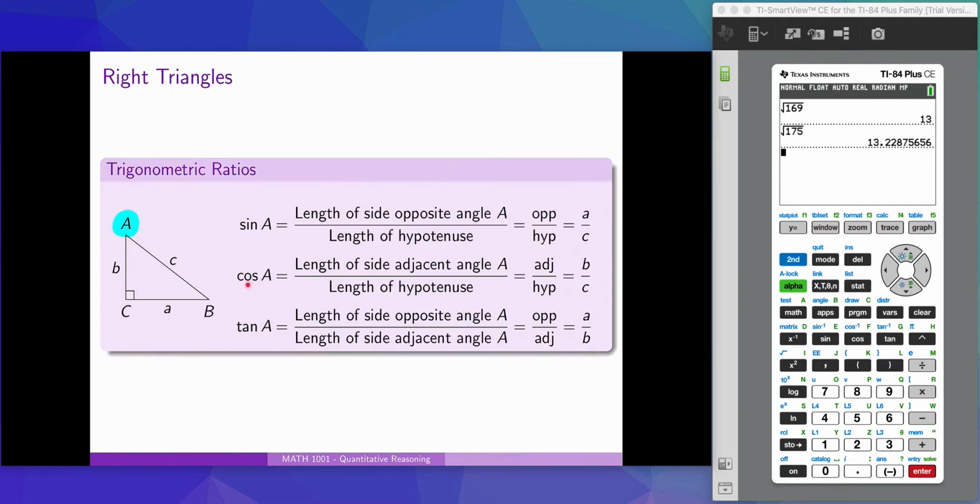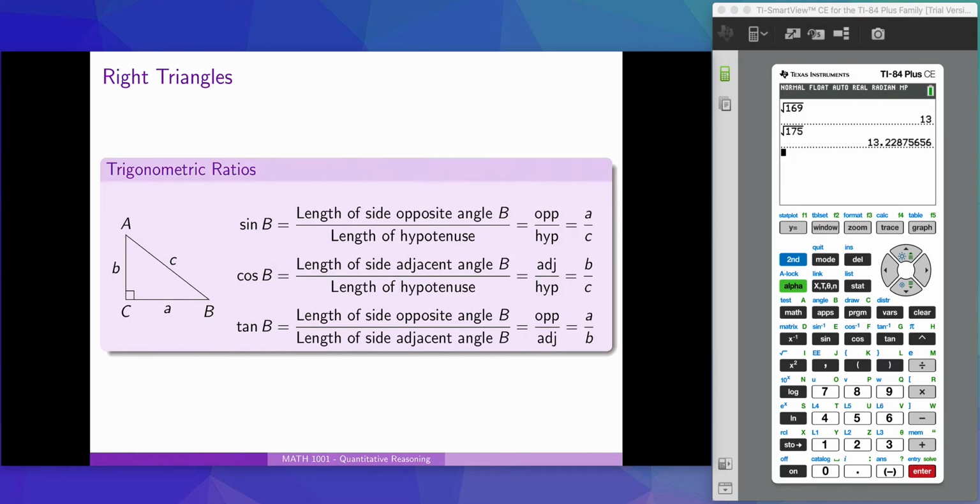The cosine is another special ratio. The cosine is always going to be the length of the side that is adjacent to the angle we're talking about divided by the hypotenuse. We can think in shorthand, adjacent over hypotenuse. That is B over C. And then our tangent of angle A is going to be the length of the opposite side over the length of the adjacent side. So opposite over adjacent, A over B. Now these are all from the point of view of angle A.